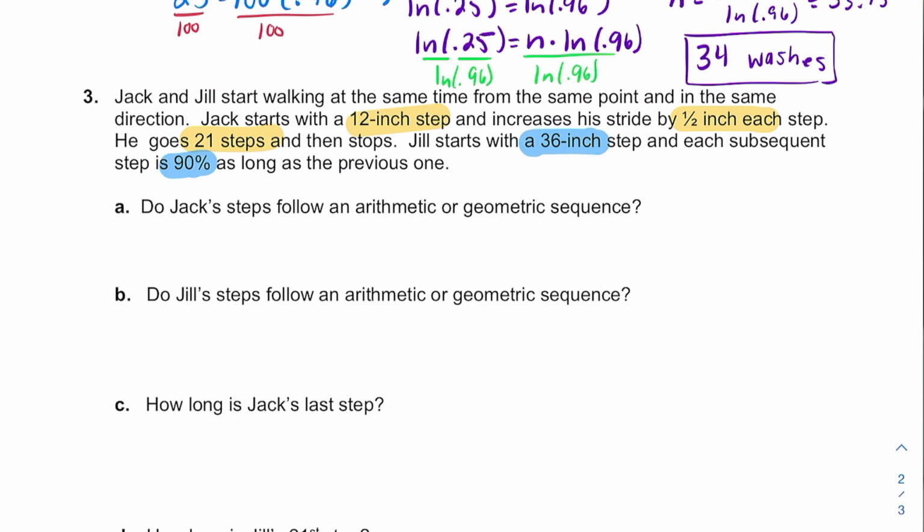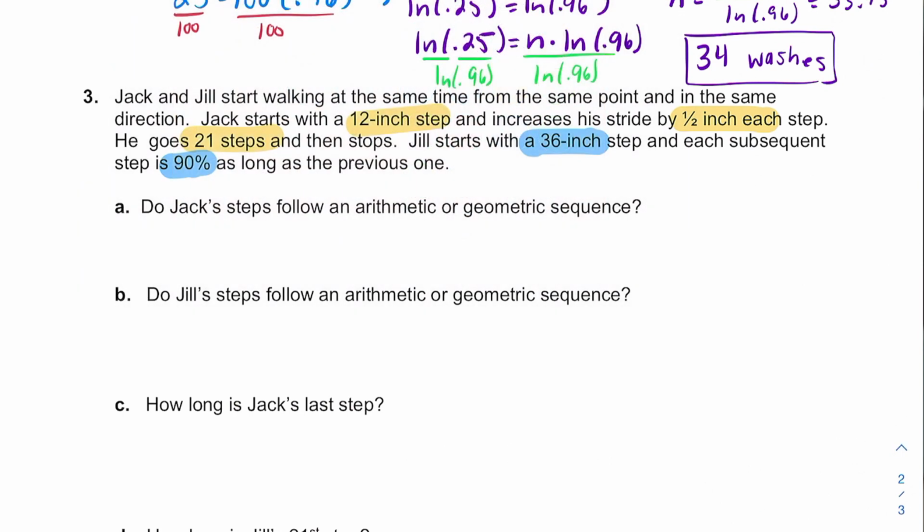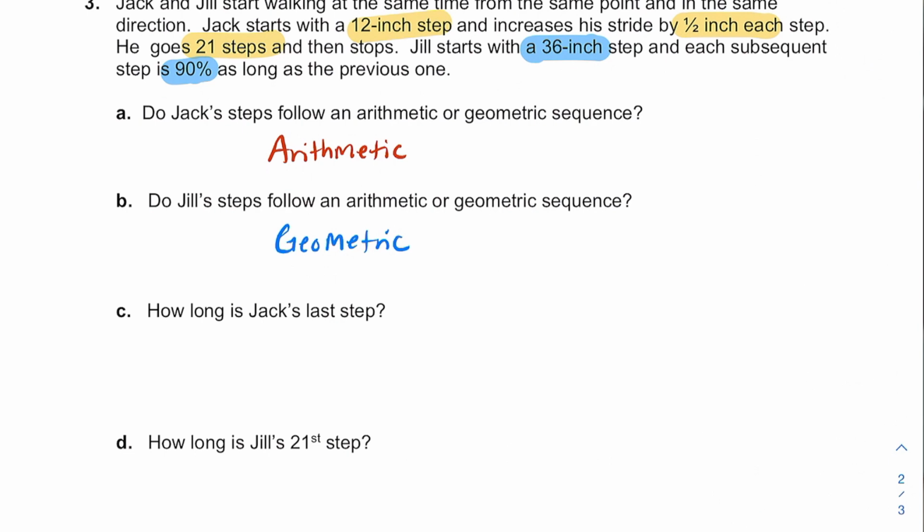Do Jack's steps follow an arithmetic or geometric sequence? So for Jack, he is adding the same amount each time, so that makes it arithmetic. For Jill, because each step is some percentage, that's a multiplier. And so that would make her situation geometric. So we get to compare and contrast how these two methods work here. So it says, how long is Jack's last step? Well, he took 21 steps. So his last step will be however long the 21st step is.